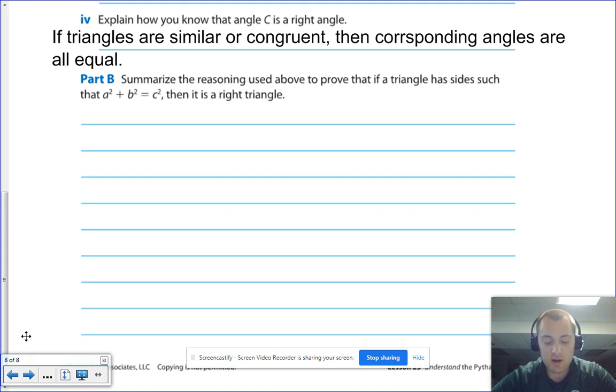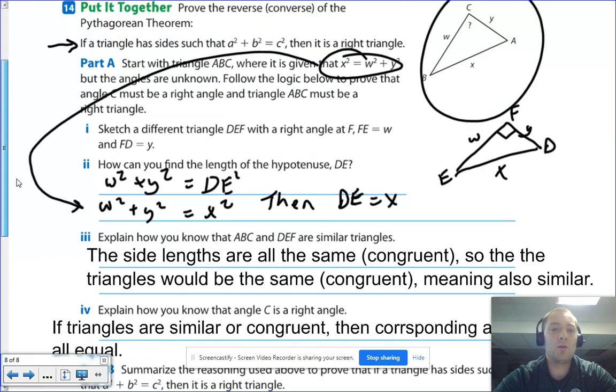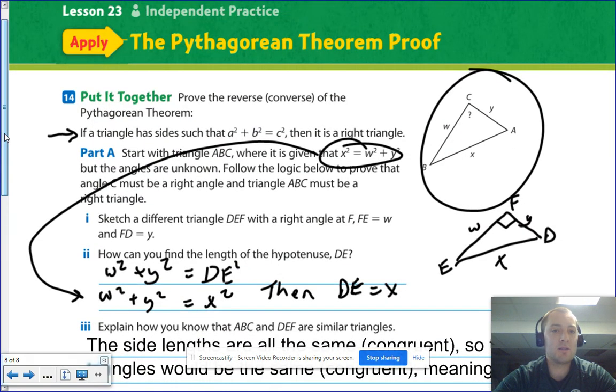But we drew a right triangle here. We had the same two side lengths as the triangle and showed that the length of the hypotenuse had to also be the same. So that shows that a squared plus b squared has to be equal to c squared. So you can summarize that however you'd like, but it's a summary of what we've been talking about today and last time in this lesson 23 about the Pythagorean theorem.